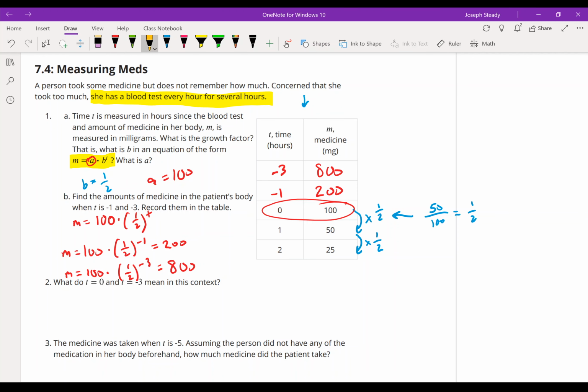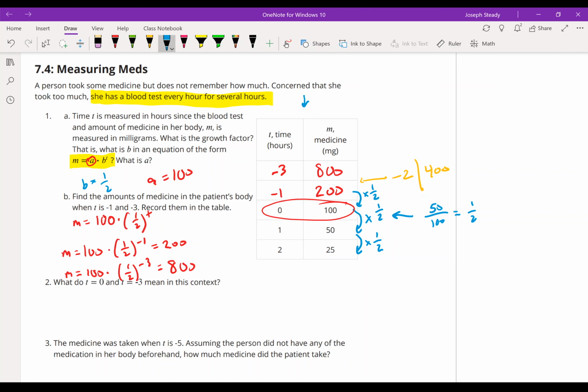Now we kind of jumped over a value here. I just want to point out there is t is -2 and M is 400 in the middle here, and that can be helpful because that lets us see that this pattern really continues, right? We go from 800 to 400, that's times 1/2. 400 to 200, that's times 1/2. 200 down to 100, that's times 1/2. So our pattern does hold up even as we go backwards with these numbers.